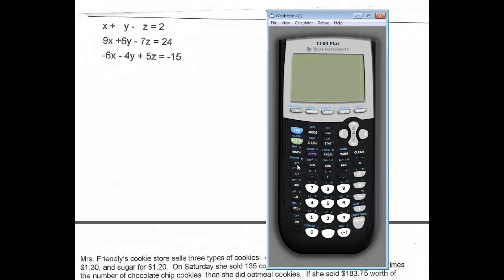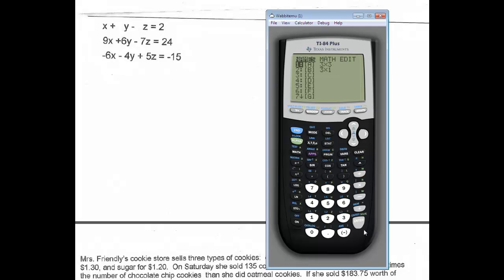Second matrix, right arrow over to edit, arrow down to B, enter. This is again a 3x1. We put in the right side of the equation. Second mode to get out. Go back into the matrix again.